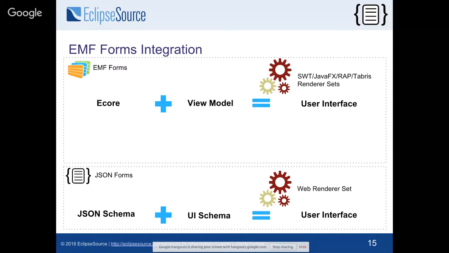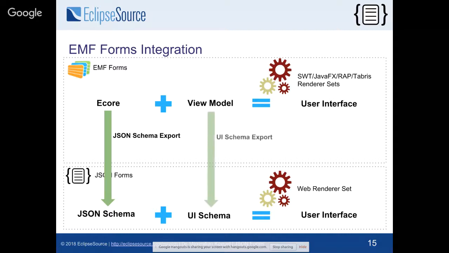The eCore seems to correspond to the JSON schema, and the view model seems to correspond to the UI schema, and that's exactly the way it is. So what we did to support that is we have an exporter that takes an eCore and generates a JSON schema from that. And we have an exporter that takes a view model as an input and generates a UI schema from that. And this way you can run an EMF Forms application and have your forms modeled within an application that maybe runs on SWT inside Eclipse RCP. And you can, in parallel, reuse the same eCore and view model that you've already created and run, let's say, a React application in a web browser.